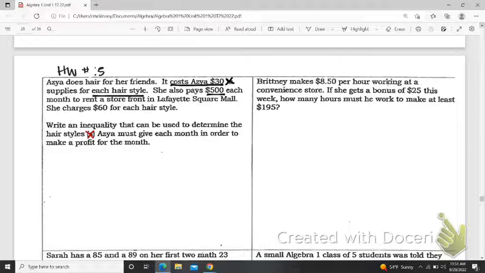The $500 is just one time, not for every hairstyle, thank goodness. And then this is how much money she charges. This is what she earns. This is her revenue. So the 60X, the money from the hairstyles, needs to be greater than the cost for each hairstyle plus the cost for her rent.